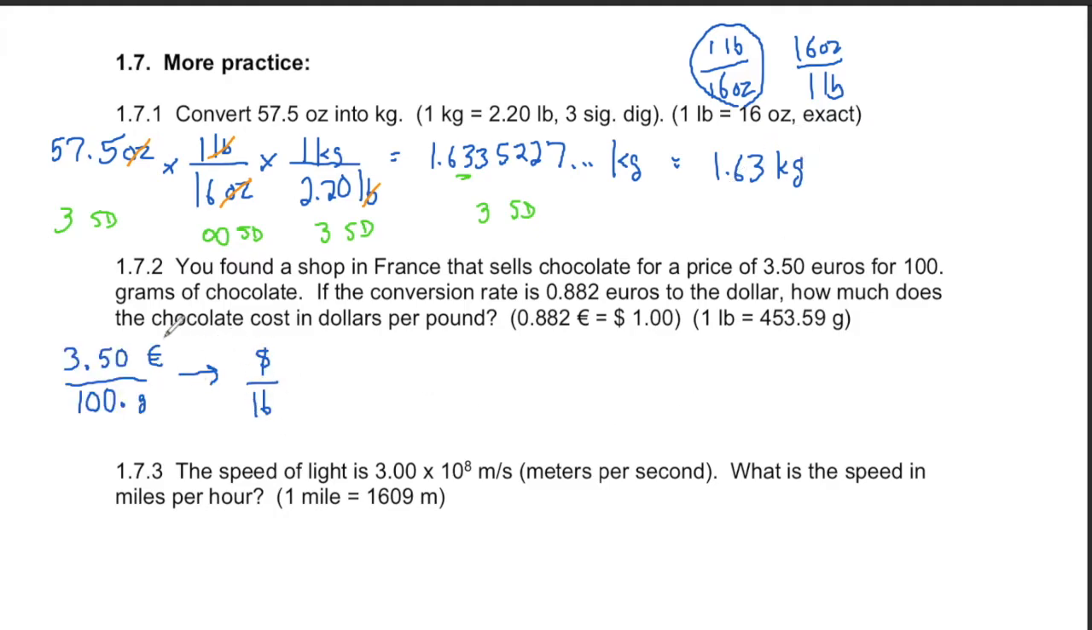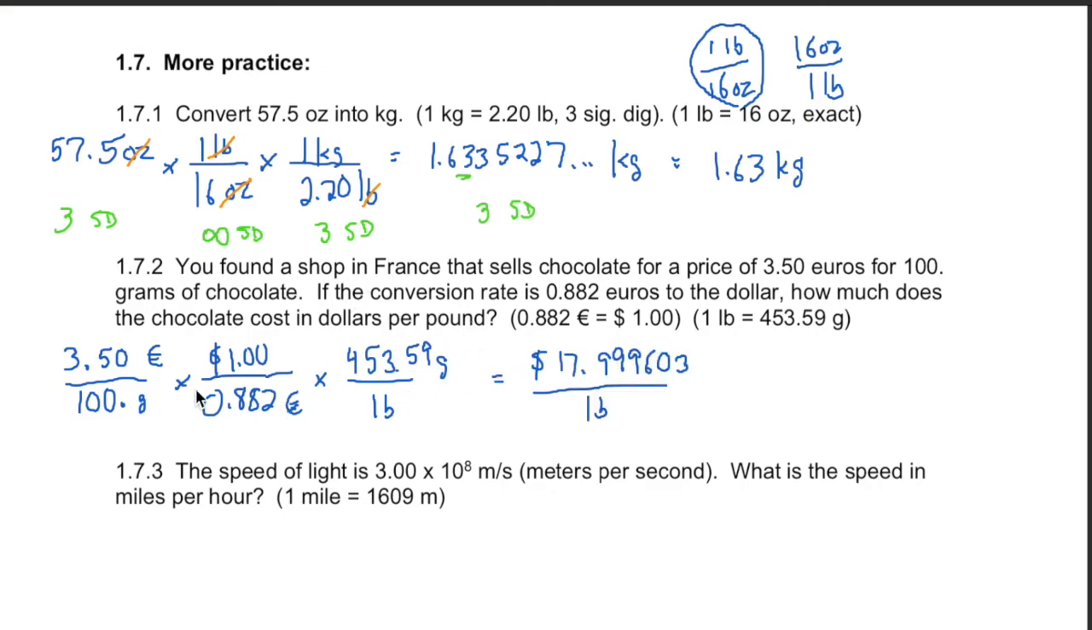For this next problem, we want to convert a certain price, euros per 100 grams, into dollars per pound. Let's go ahead and use this conversion factor for the euros to dollars first. Then we can use this one for grams to pounds. So with these two conversion factors, we've canceled the euros and we've canceled grams, and we are ending up with dollars per pound. Our original amounts, we only had 3 significant digits, and then 3 significant digits and 5 significant digits. So we should take this to 3.